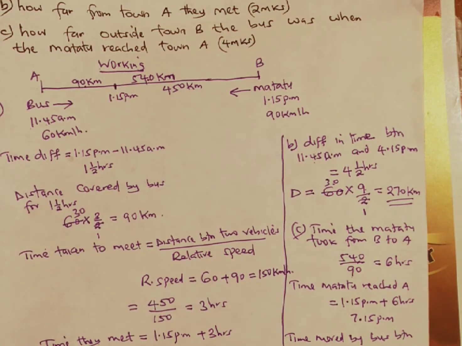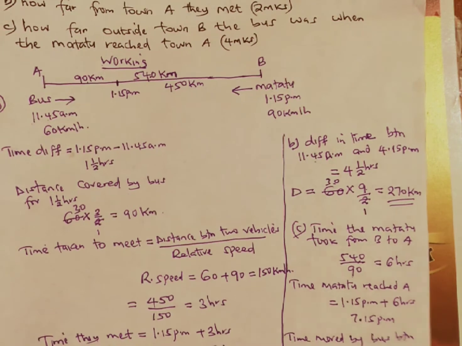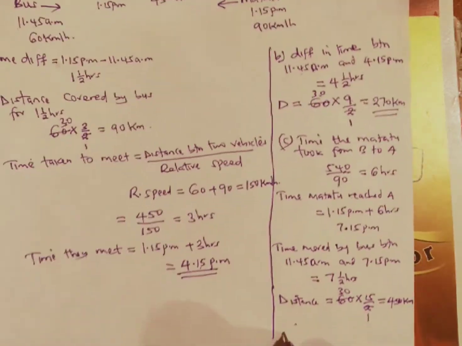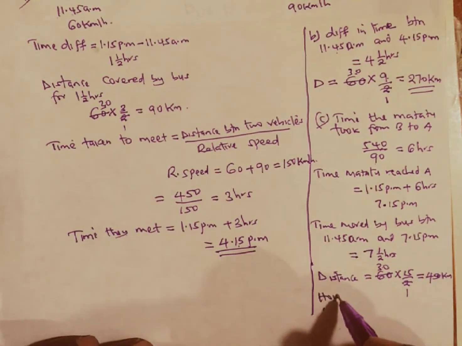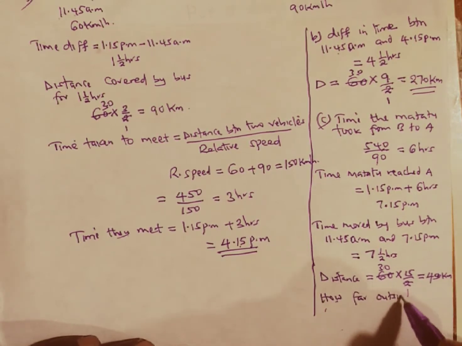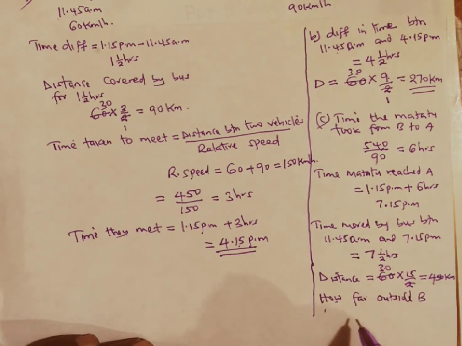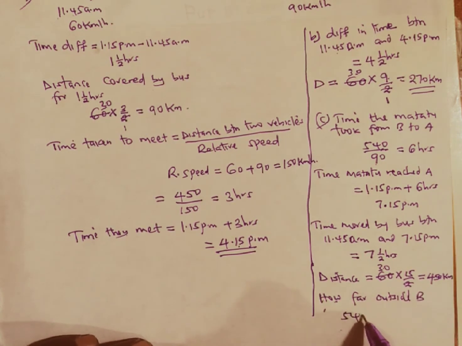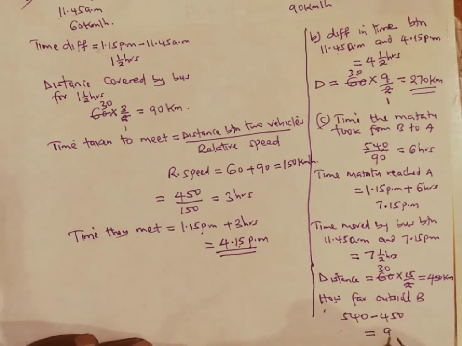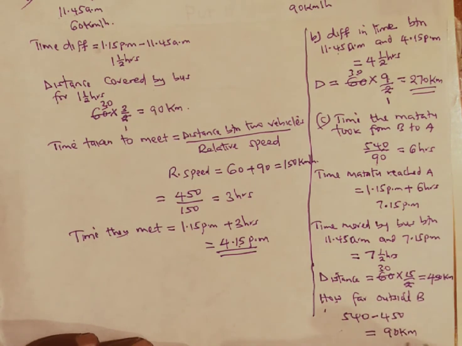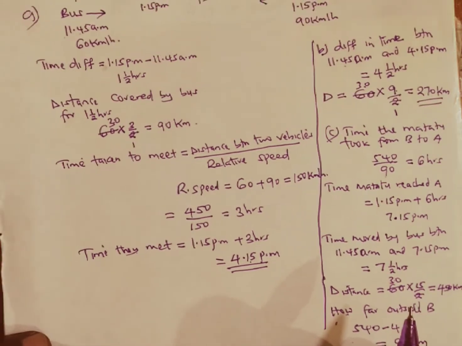So how far outside town B? To get how far outside B, we are going to take the total distance, which is 540, and subtract the distance covered by the bus from A, which is 450, and this gives us 90 kilometers, and that is the answer to this particular question.